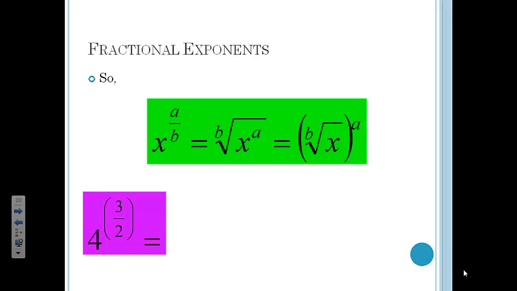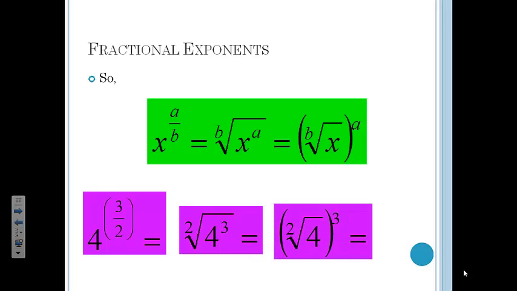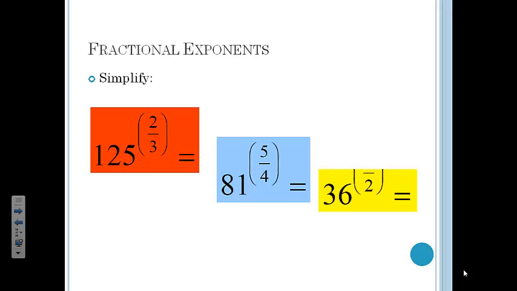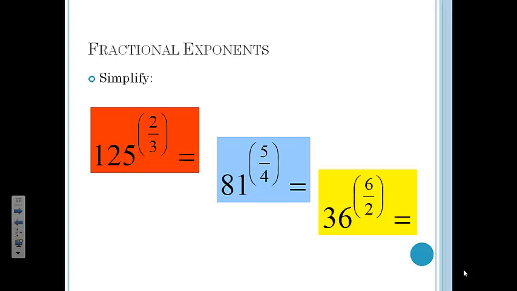4 to the 3/2 would be the square root of 4 cubed, which is 8. It's a big 8. All right, so simplify this one. Well, it would be the third root of 125, which is 5, and then 5 squared is 25. What about 81 to the 5/4? Well, the fourth root of 81 is 3. 3 to the 5th is 243. 36 to the, well, this one's a little easier. Think about this. This is 6 divided by 2, so it's 36 to the 3rd power. So you would raise 36 to the 3rd power, and you get a really big number. I don't know what it was.